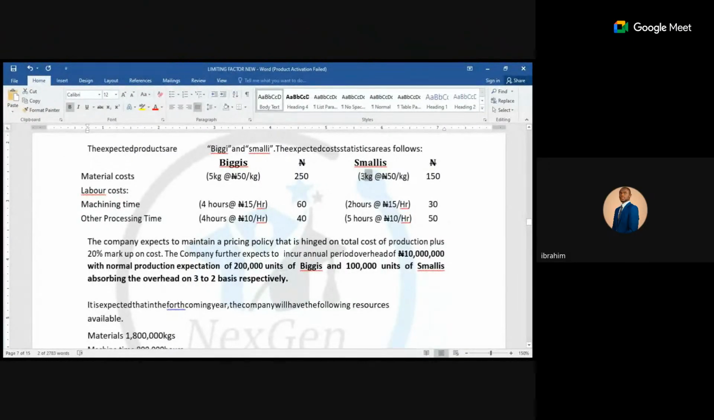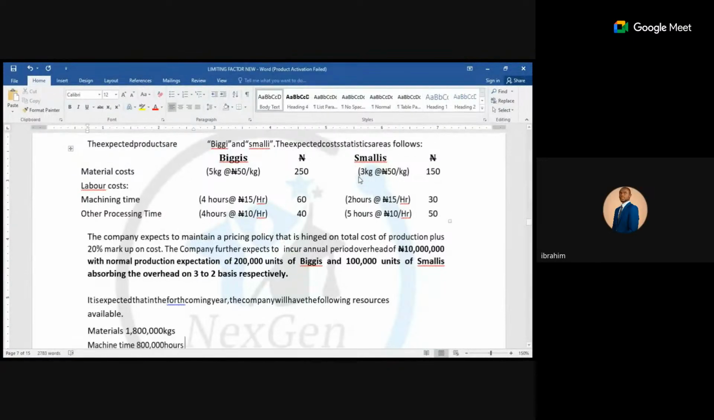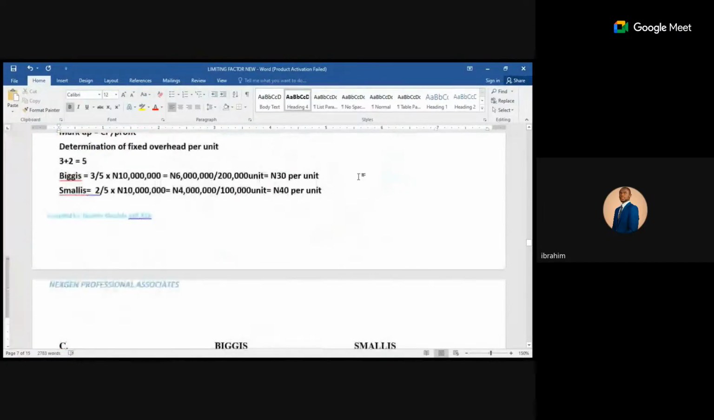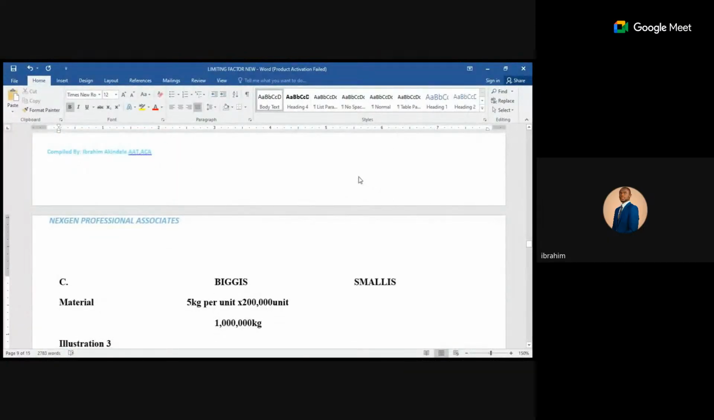Right? The second one is 3 kg per unit and 100,000 units. You will use 3 kg to produce just 1 unit. 3 kg per unit times 100,000 units. So what do we have here? 300,000 kg.